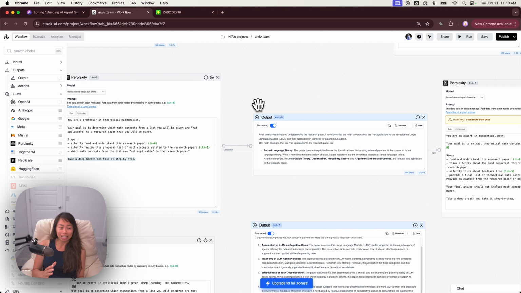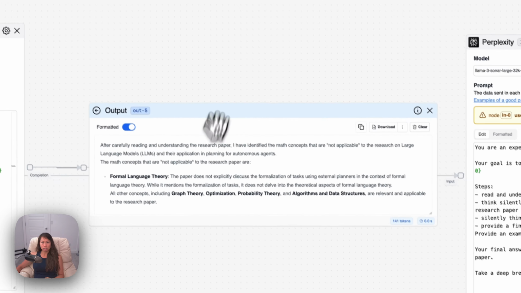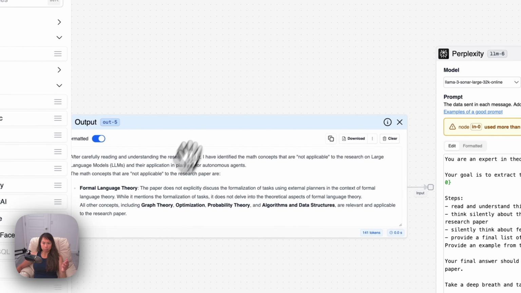By the way, this is a really common design pattern for multi-agent systems, where you have one agent do the initial work, whatever it may be, a first draft, a first analysis, and then you have a second agent provide feedback and do QA on the output of that first agent. Okay, so this is the kind of feedback: hey, this concept is not applicable.